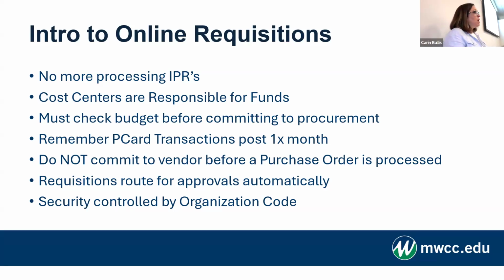The requisitions will route automatically in the system behind the scenes. You don't have to enter an email address like you did with the dynamic form, the IPR. It will automatically route. We have tried to build the approval queues based on your division and who, based on your security, is tied to your org code. So if you're entering an org code, the person responsible for approvals for that group, that division, it will automatically route to that person.